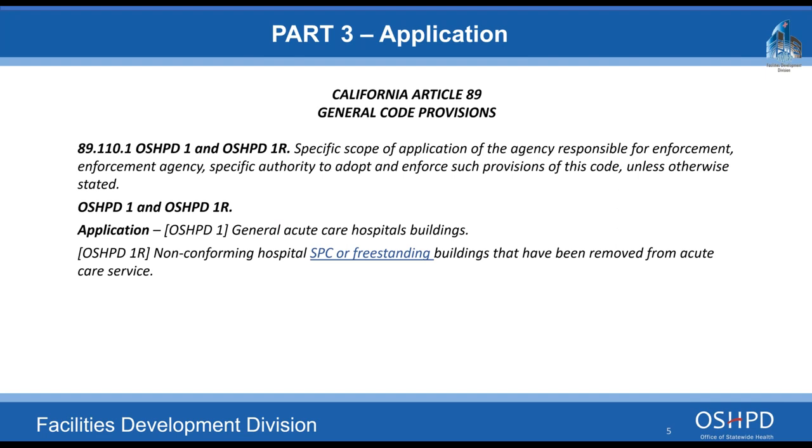Okay, so in Article 89, we have updated the definition for OSHPD 1R to include SBC or freestanding buildings. It includes either building. This change is also made in the building code. And so again, this is just a housekeeping change. Next slide, please.